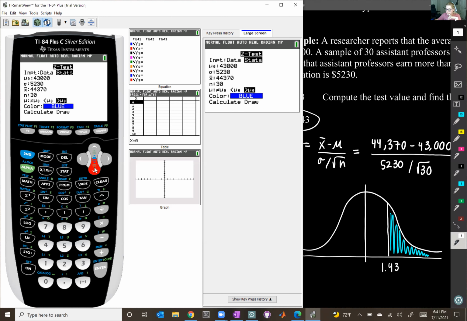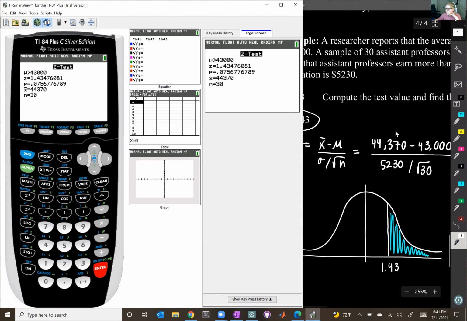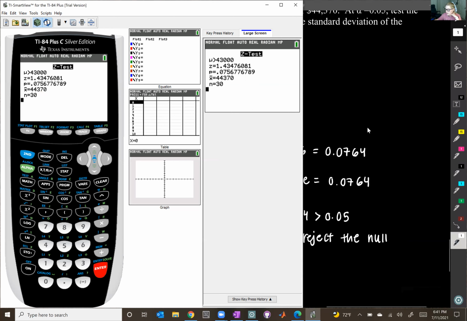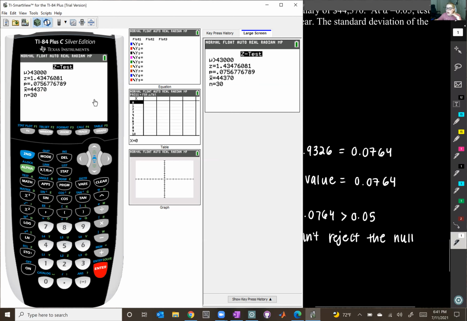And then if you just come down, and hit enter when it's over Calculate, you'll see it come up with all these values here. So it tells you what the Z score is, which is cool because that is 1.43, which is what we got, 1.43. And then it gives you the p-value of 0.0756, which you can see is very similar to what we have. So that is a cool way to do that on your calculator.